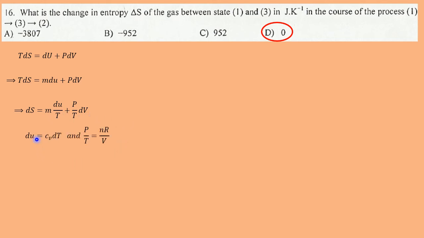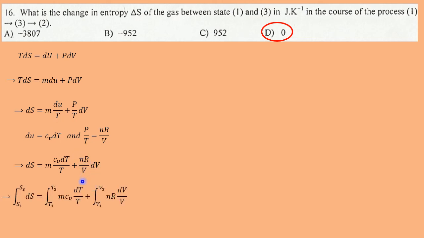So we can recall that du equals Cv dT, where Cv here is the specific heat capacity at constant volume, and P on T equals nR on V. This is from the ideal gas equation. So when we have that substituted for dS, we're going to have dS equals m Cv dT on T plus nR on V dV. You can see that du has been substituted by Cv dT.